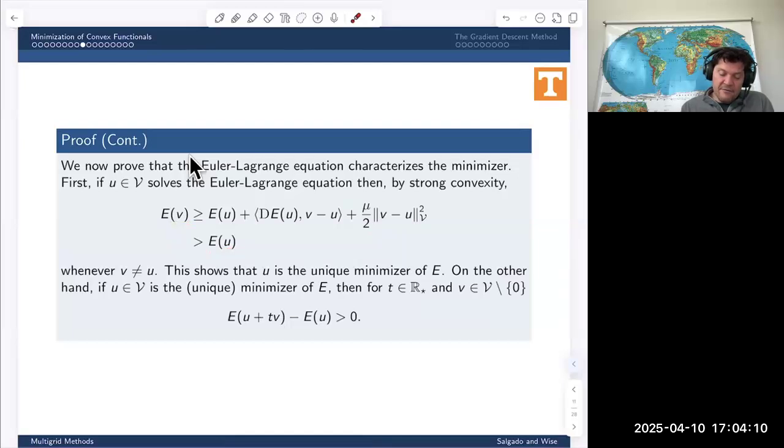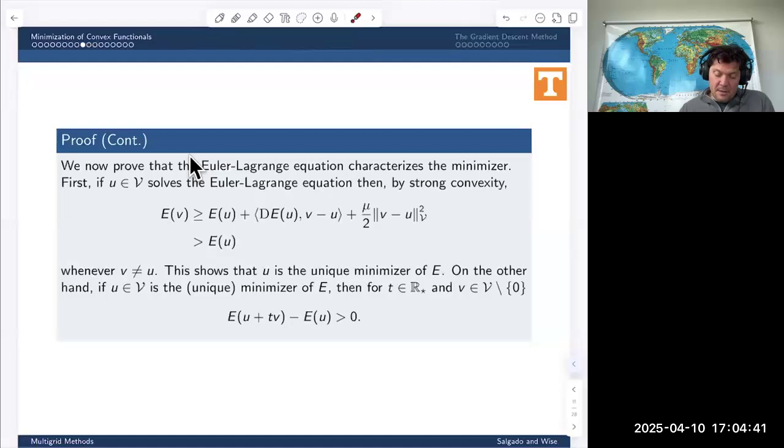So if V is not equal to U, then it must be that E of V is always greater than E of U. This shows that U has to be the unique minimizer of E, because this is a global assumption. V is absolutely anything. And therefore, if it's always bigger than this, that means that U must be the unique minimizer of E.